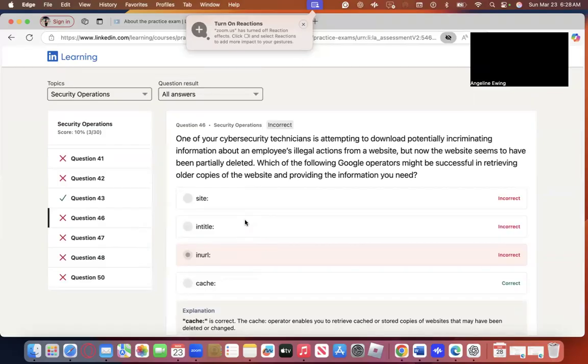One of your cybersecurity technicians is attempting to download potentially incriminating information about an employee's illegal actions from a website, but now the website seems to have been partially deleted. Which of the following Google operators might be successful in retrieving older copies of the website and providing the information you need? That will be cache. The cache operator enables you to retrieve cached or stored copies of websites that have been deleted or changed.